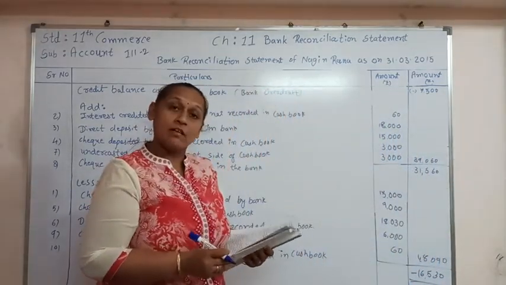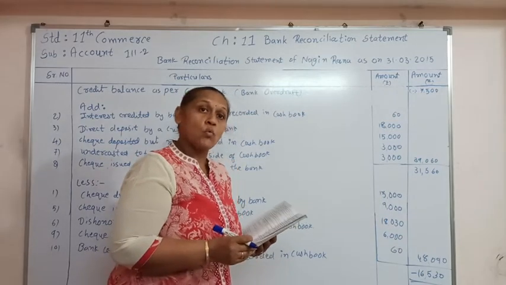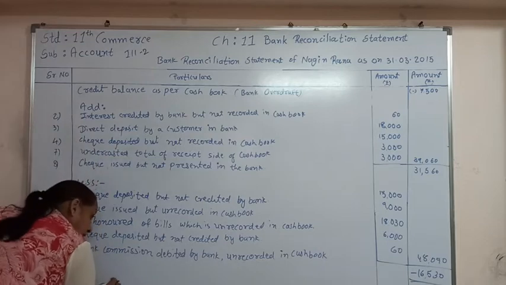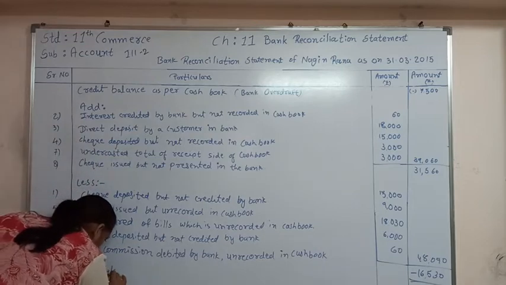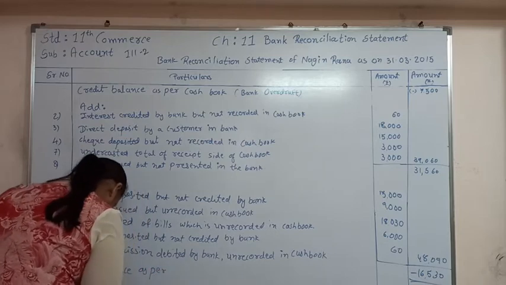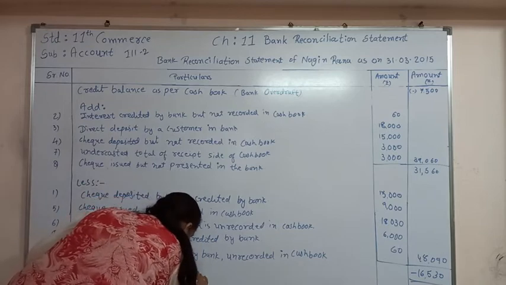balance as per the passbook, and it is again negative. That means it is also an overdraft. So here we will write debit balance as per passbook. So it is also called bank overdraft.